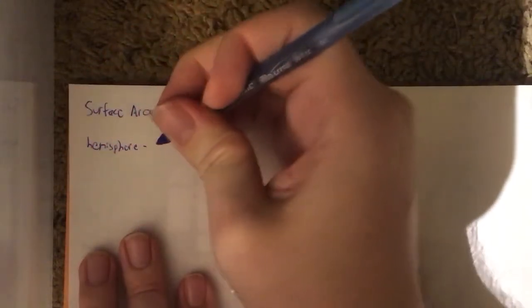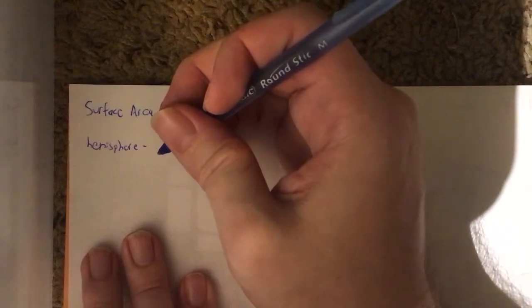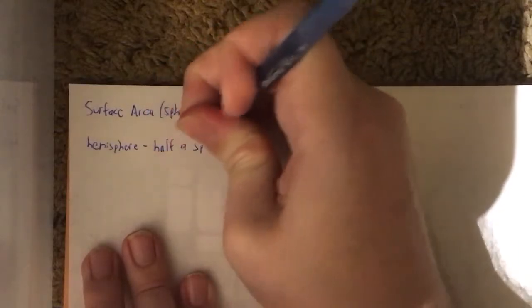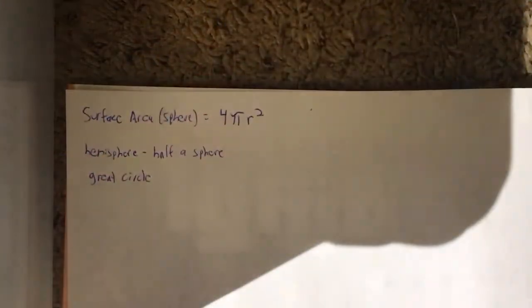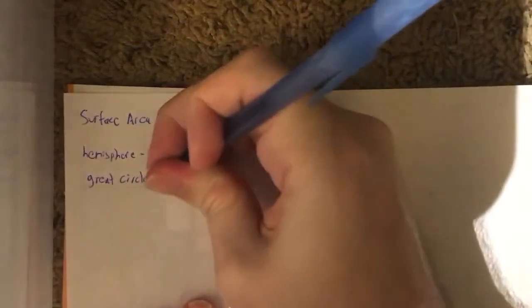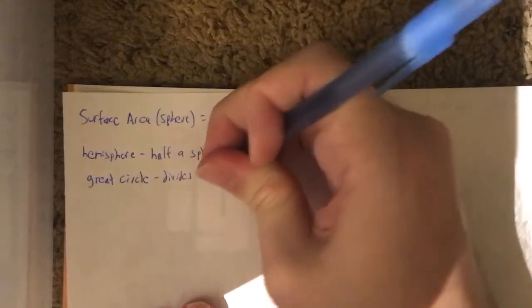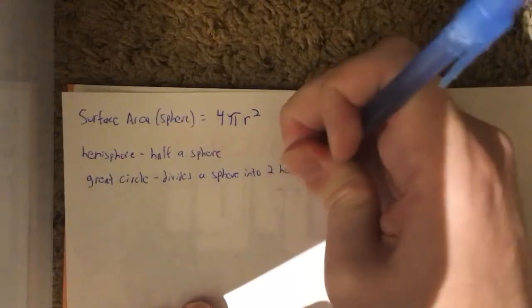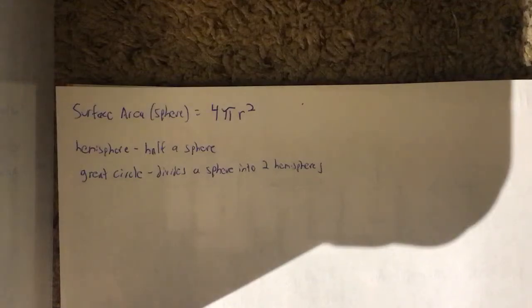A couple other things. We talked about this before. Hemisphere is half a sphere. And the other thing is this thing called a great circle. A great circle divides a sphere into 2 hemispheres. Remember, hemi is from the Greek, it means half. Thus, hemisphere means half sphere.